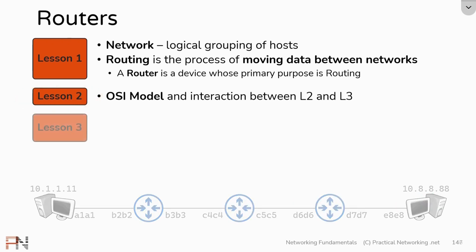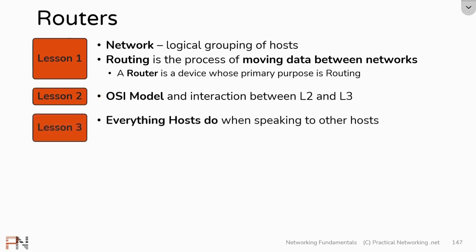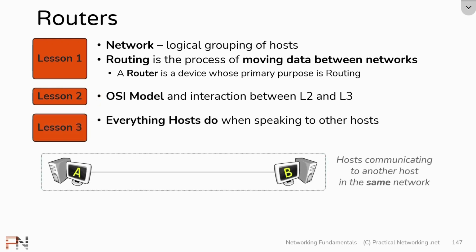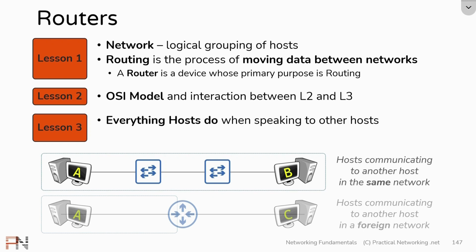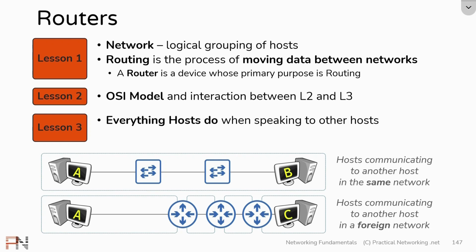Then, in Lesson 3, we focused on hosts, and we showed you everything hosts do when speaking to other hosts. We first showed you everything hosts do to speak to other hosts in the same network, regardless of how they are connected. Then we showed you everything hosts do to speak to other hosts in foreign networks, regardless of how they are connected. Both of these illustrations allowed us to discuss ARP, or the Address Resolution Protocol, and show you ARP's role in internet communication.